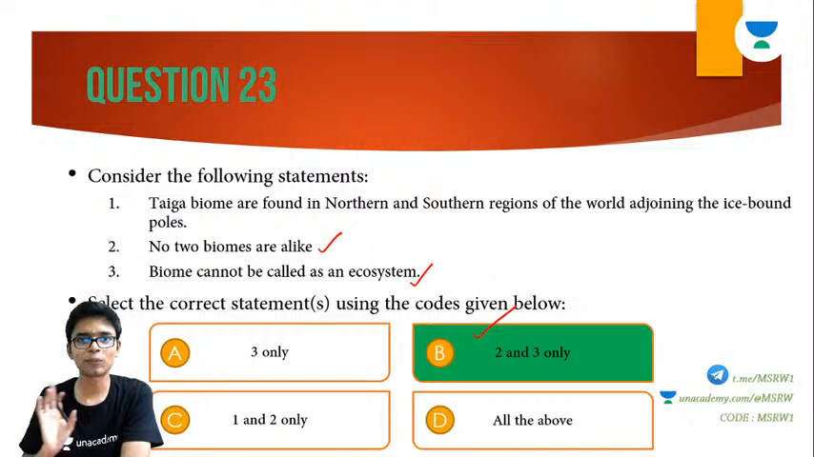We have the South Pole. But other than that, is there any landmass close enough to the poles? That is the question. No, right? It is basically ocean. We do not have any landmass close enough to the southern pole to have a taiga kind of climate. The nearest one will probably be Australia and such groups of islands, but they are not taiga, they are temperate only. So the answer is option B, 2 and 3.